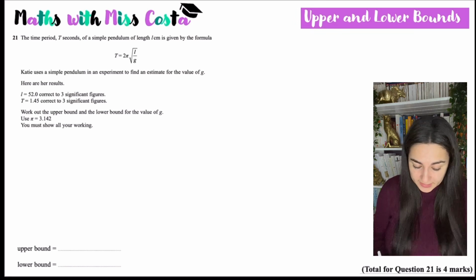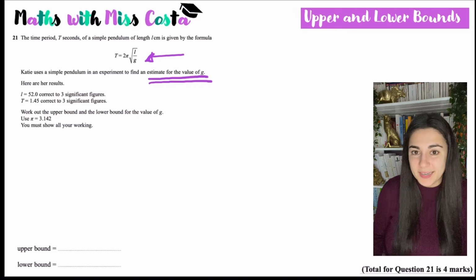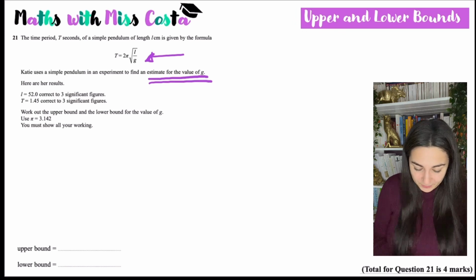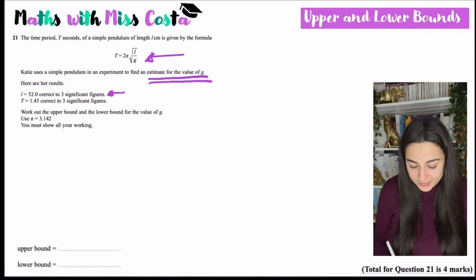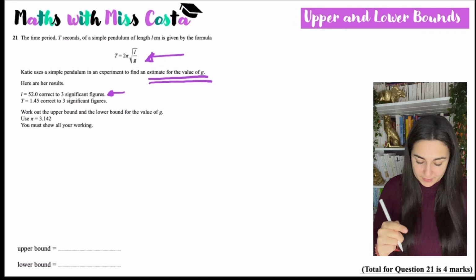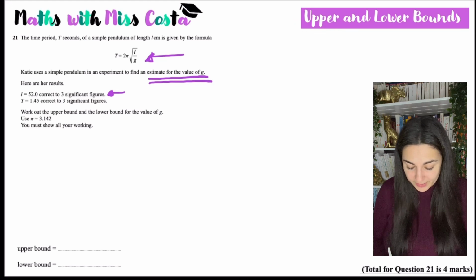We're told that the formula used for this is t equals 2 pi times by the square root of L over G, and that Katie uses a simple pendulum in an experiment to find an estimate for the value of G. Now, what's important is that normally it would be nice if G was written as the subject of the formula, but it isn't. So we're probably going to have to rearrange. Here are her results, and the key thing is that it's rounded to 3 significant figures. So it's the third significant figure that we're going to look at in terms of finding the upper bound and the lower bound. So to start off with, what I want to do is rearrange the formula.